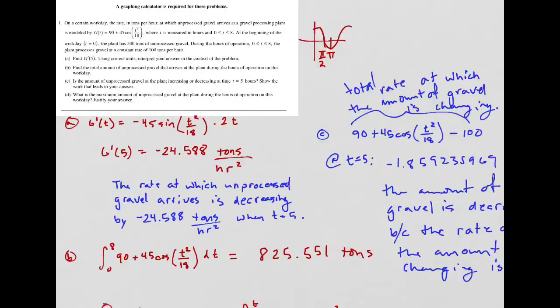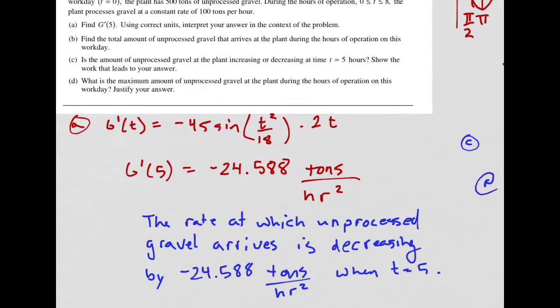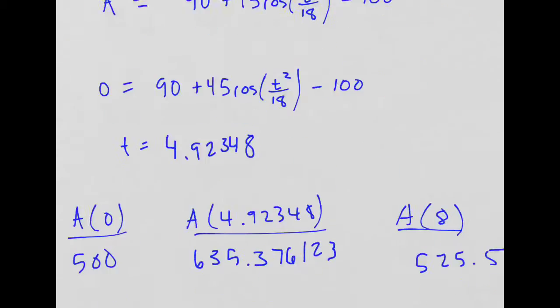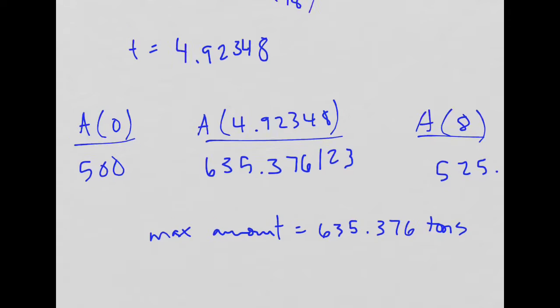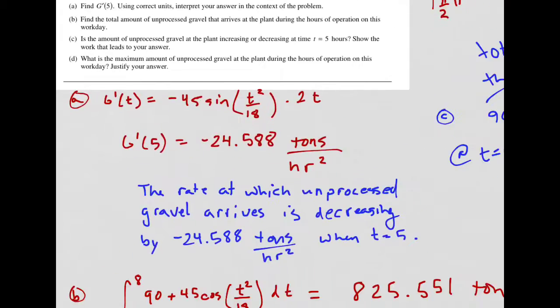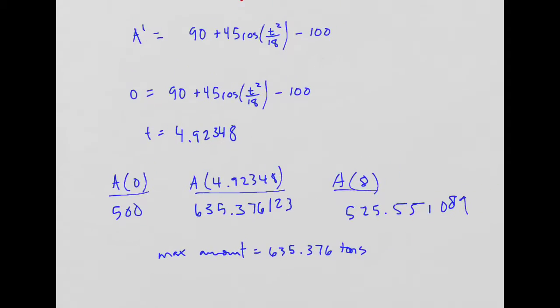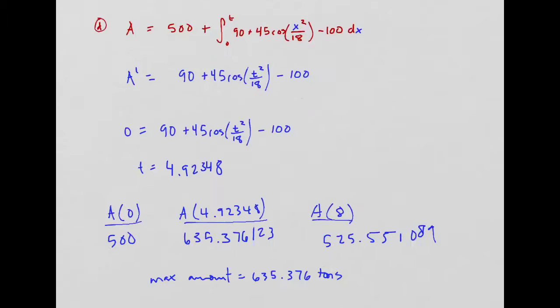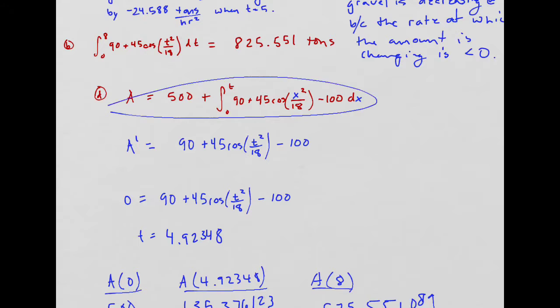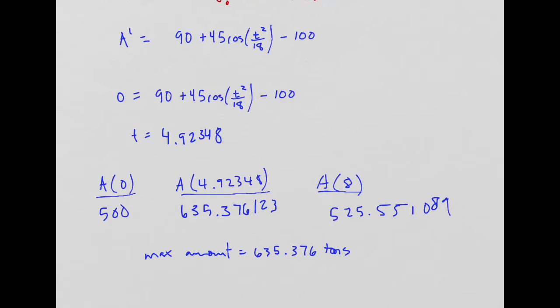So what is the question saying? What is the maximum amount of unprocessed gravel at the plant during the hours of operation on this workday? So the maximum amount is 635 tons, and justify your answer. So why is this the maximum amount? Because the only relative extreme is when t equals 4.9 something, and when we plugged it into our original amount function, it gave us the highest. So it's not just a relative extreme, it's also an absolute extreme, and it's the maximum.